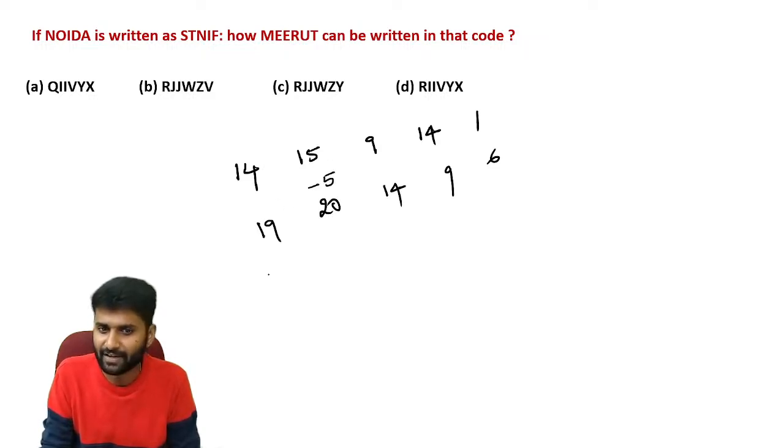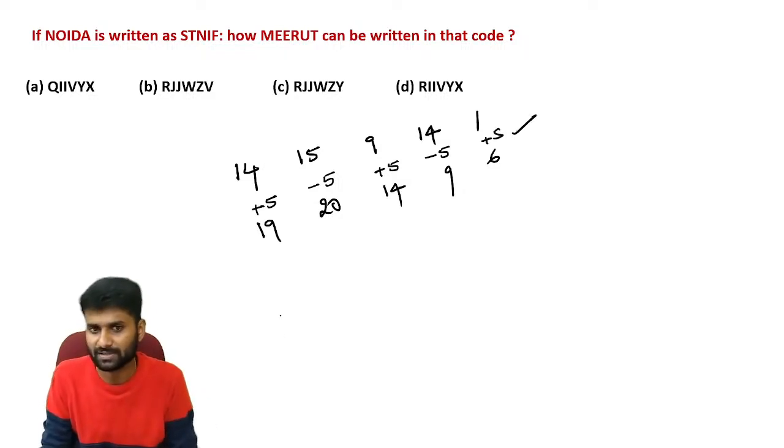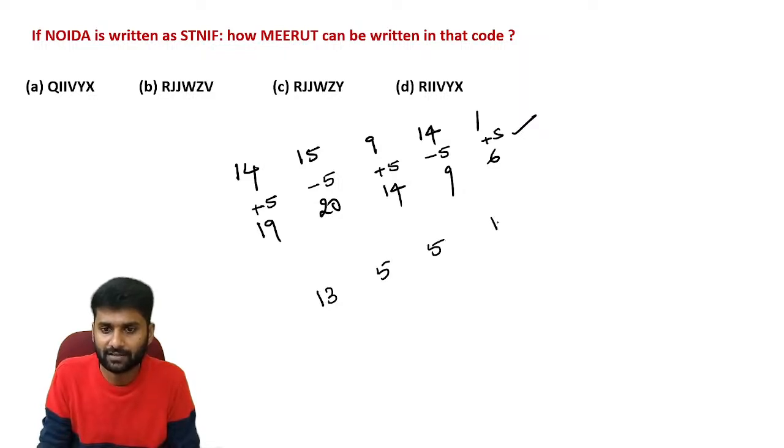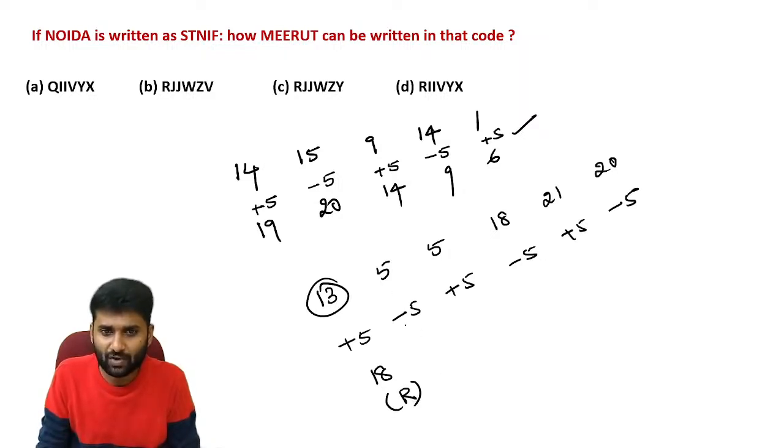It is decreasing by 5 units. Now it is increasing by 5 units. Again it is increasing by 5, decreasing by 5, increasing by 5. It's all about an alternating series. Now Meerut: 13th letter, 5th letter, 5th letter, 18th letter, 21st letter and 20th letter. So addition and subtraction: plus 5, minus 5, plus 5, minus 5. So 13 plus 5 is the 18th letter, R.